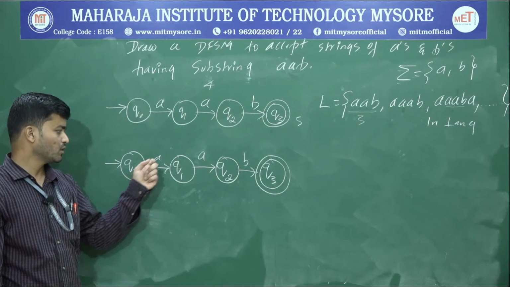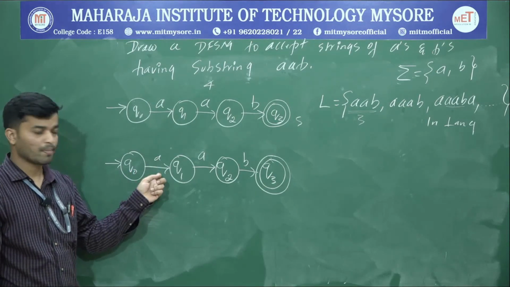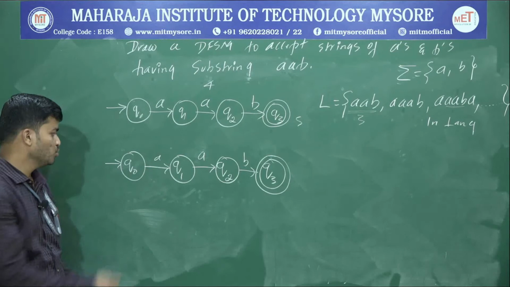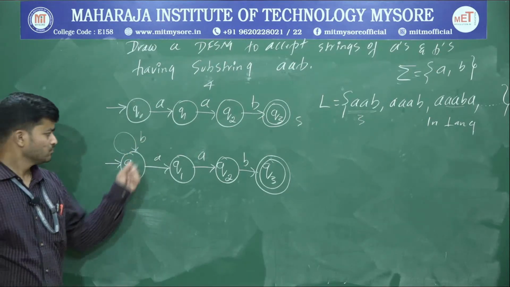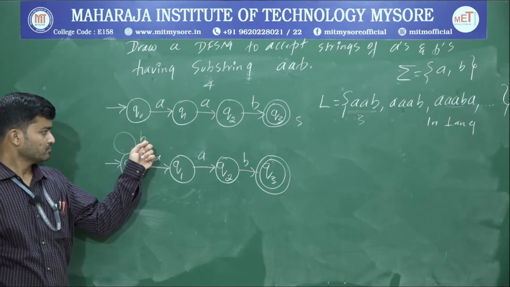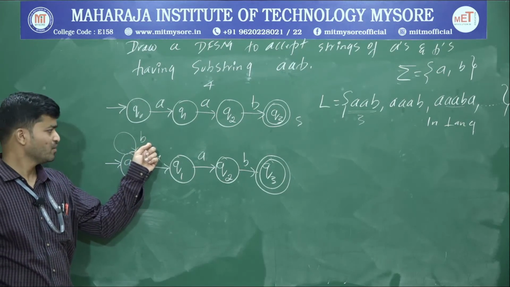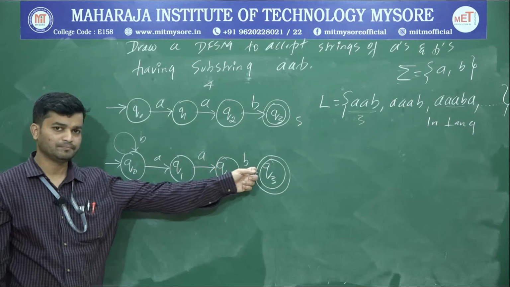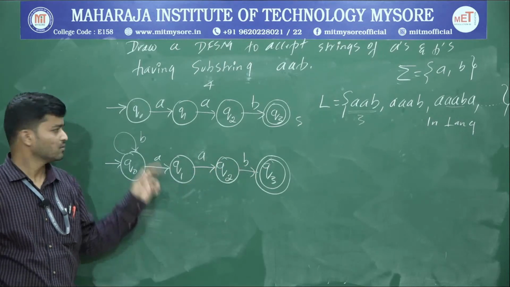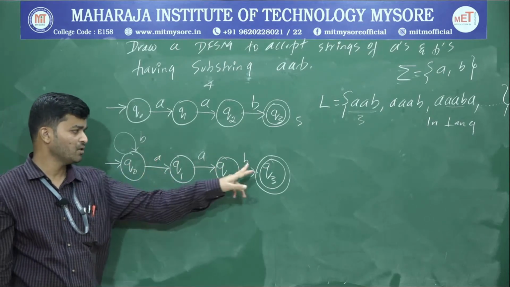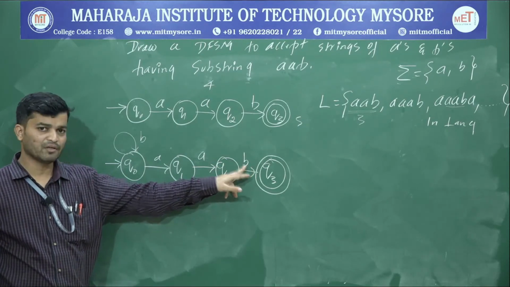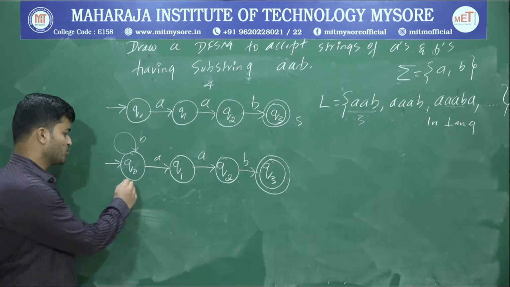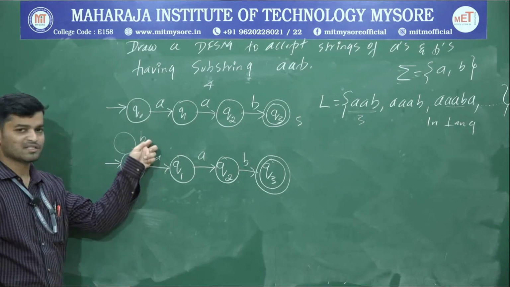So if you go with Q0, there is a path for A. Now to build a path for B, what is the first option? A loop upon B. If I write a loop upon B, what will happen? I'll get n number of B's followed by AAB. That's a valid string. So I have the substring AAB, therefore that is going to become a valid option. So Q0 is over, because there is a path for A and there is a path for B.